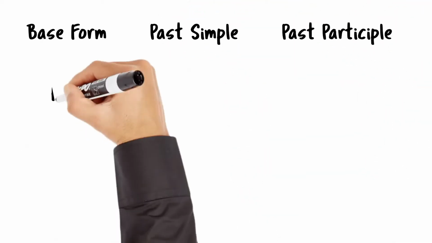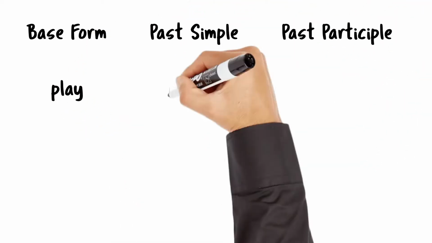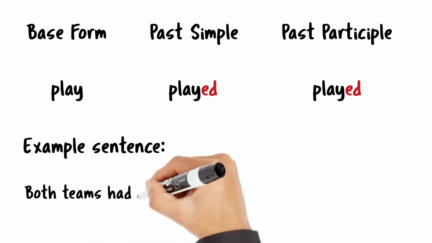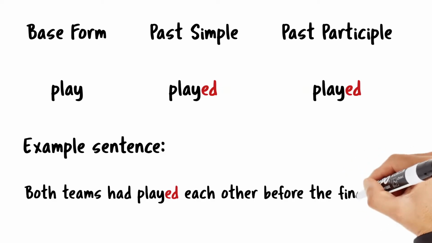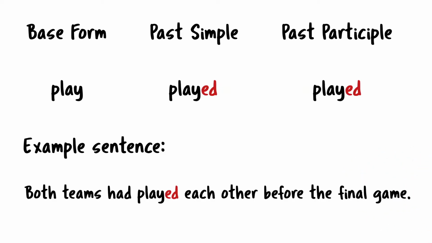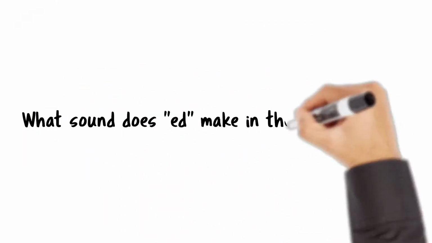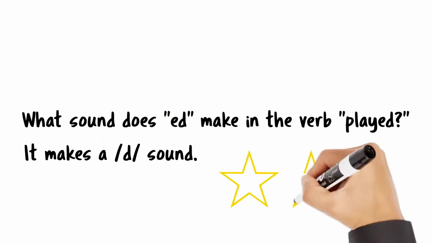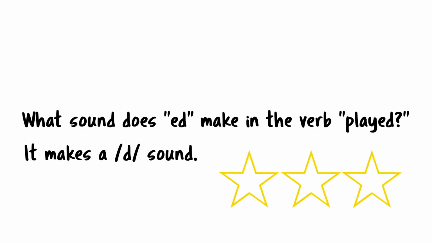The past simple and past participle forms of play are both played, as in, both teams had played each other before the final game. What sound gets added to play to make played? The correct answer is a D sound, D.